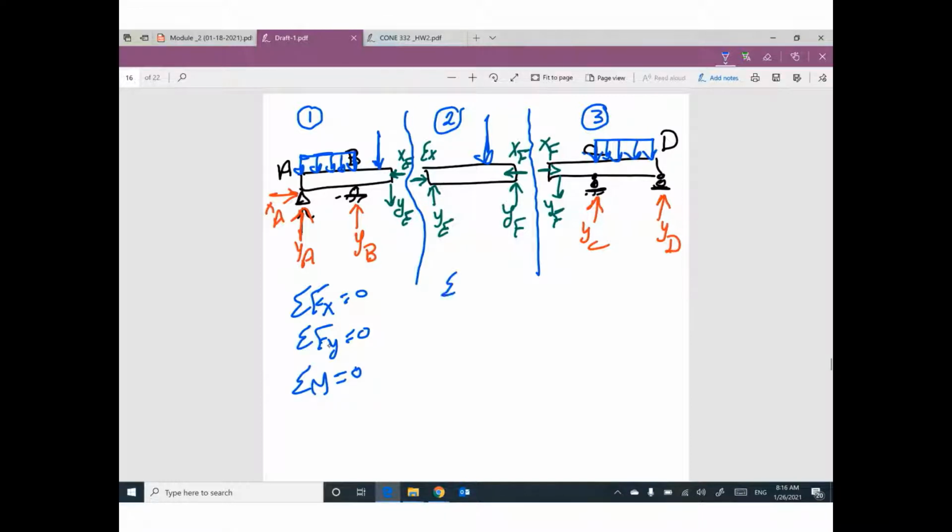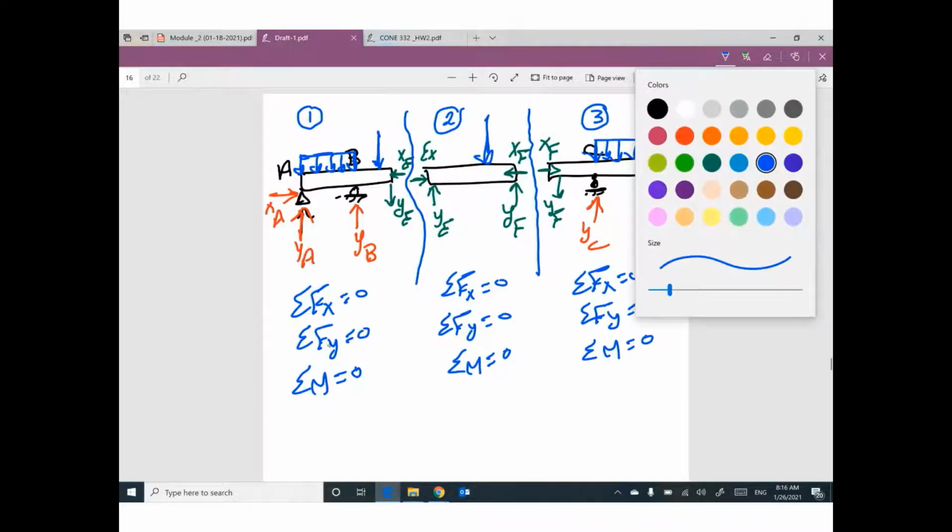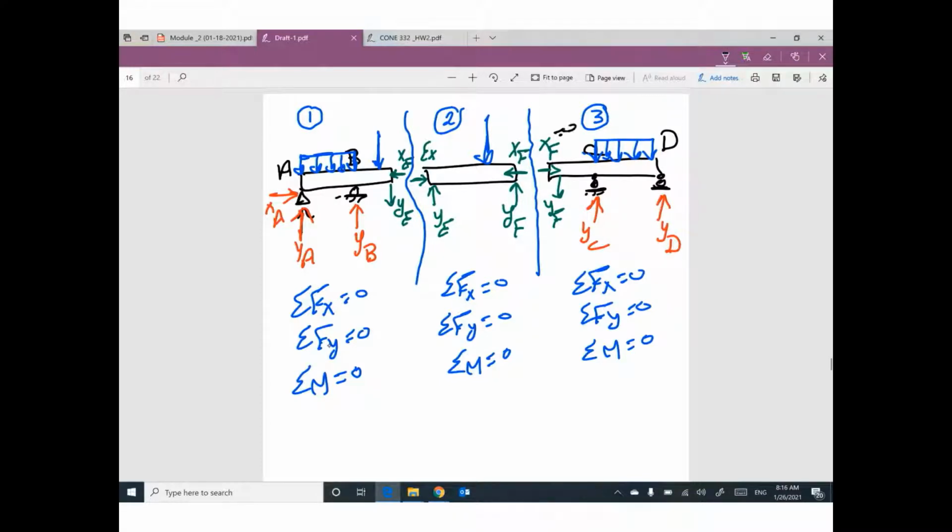Second part, summation f of x equals 0, summation f of y equals 0, summation moment at any point equals 0. Third part, summation f of x equals 0, summation f of y equals 0, summation moment at any point equals 0. By the way, for your information, XF equals 0, XE equals 0, XA equals 0. We can neglect the horizontal force. We don't have any horizontal force in this problem.